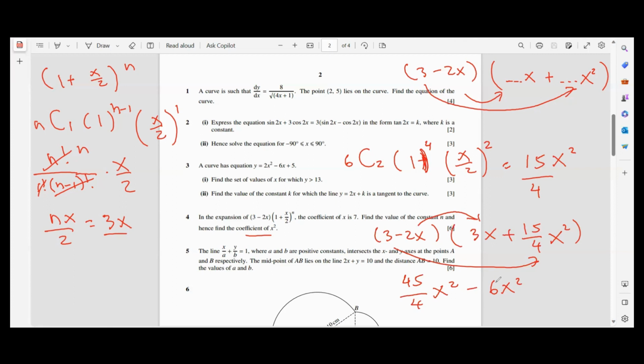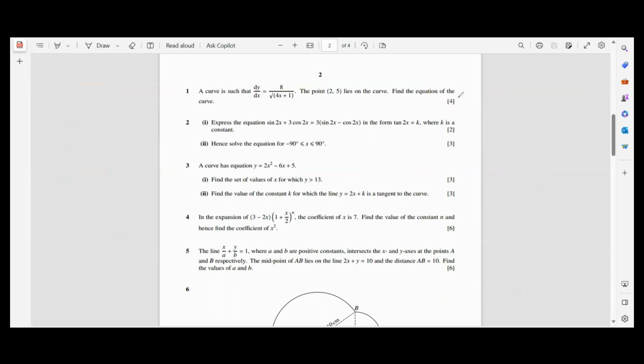So 45 over 4 minus 6, 21 over 4 x squared. So that is for number 4. Okay, now we go to number 5.